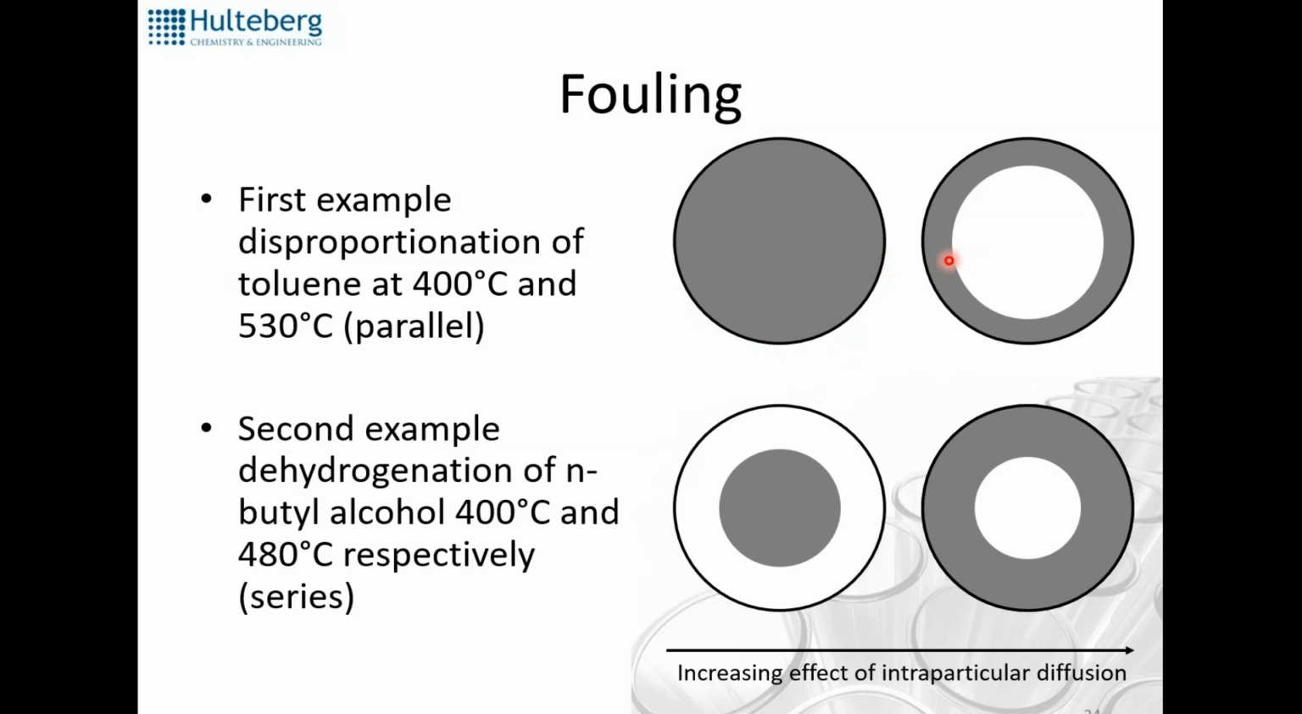But if we increase the temperature and go to 530 degrees, you will see that the interparticle diffusion limits the high concentration of reactants to the outer shape. And for the parallel case, it's the other way around. So here we do N-butyl alcohol dehydrogenation, and at 400 degrees, the concentration of the products is the highest in the middle, and that's where we see the carbon formed. But again, going up in temperature, you will see carbon formation in the outer shell because the reaction occurs much faster and there are transport limitations.